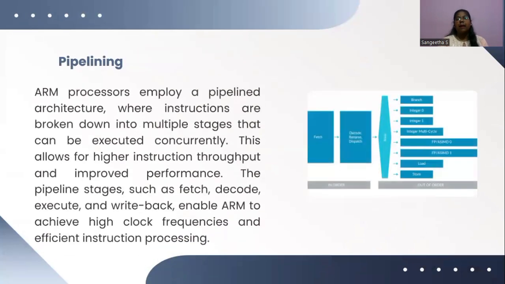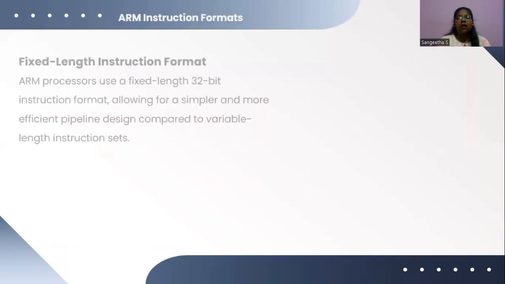Next is pipelining. ARM processors employ a pipelined architecture where instructions are broken down into multiple stages that can be executed concurrently. This allows for higher instruction throughput and improved performance. The pipeline stages such as fetch, decode, execute, and write back enable ARM to achieve high clock frequencies and efficient instruction processing. In detail, we can see the pipelining concept in the next slides.